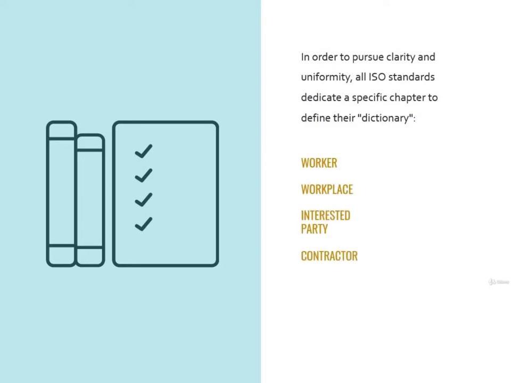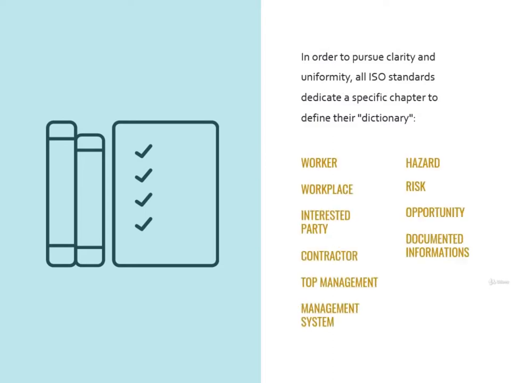So, as we said, the third lesson is about the context of the third clause. And the third clause is pretty simple. It presents us a list of terms and definitions. In order to pursue clarity and uniformity, all ISO standards dedicate a specific chapter to define their dictionary. Some of them may seem very familiar, but for most of them, some level of deepening is needed, since they may have one meaning in the English language, which isn't the same as the meaning they have in the world of international standards. Going through all of them would not be very useful, because the meaning of most of them will be explained through the course. Let's just take some time to talk about some of them.